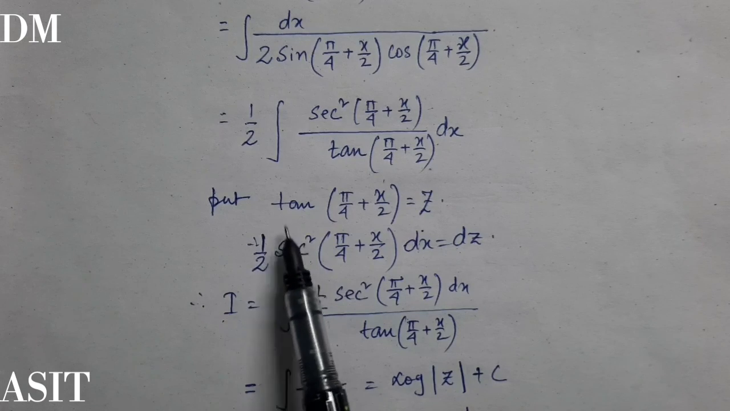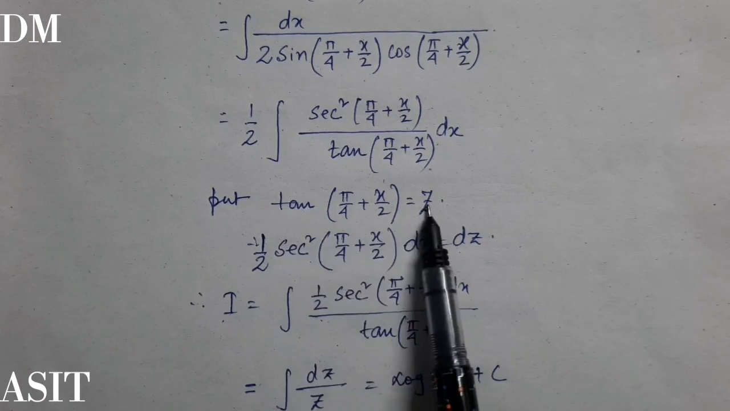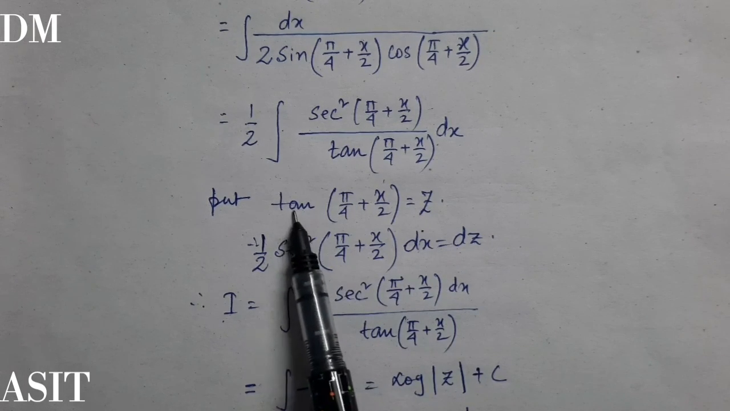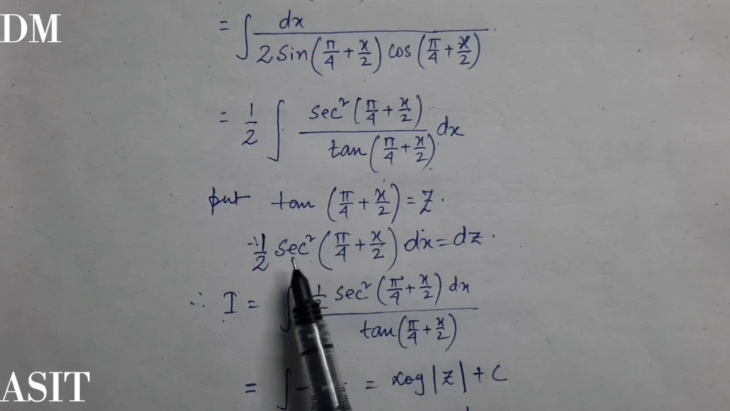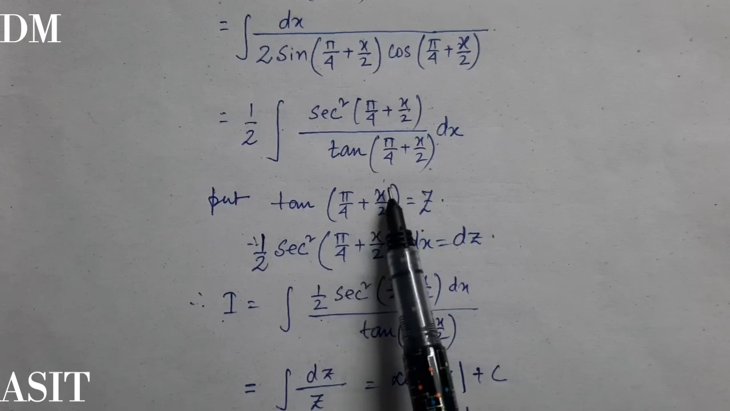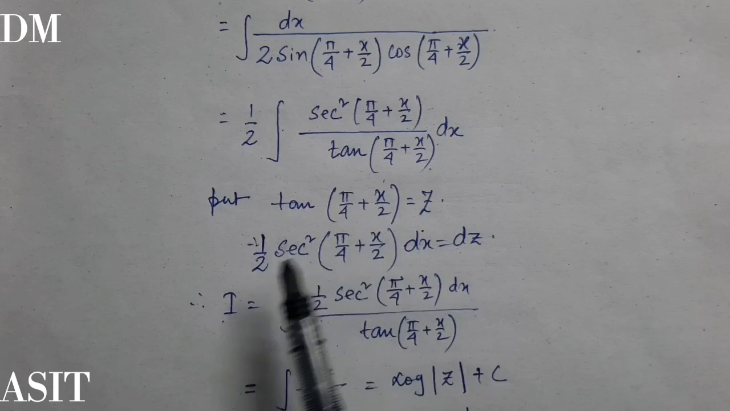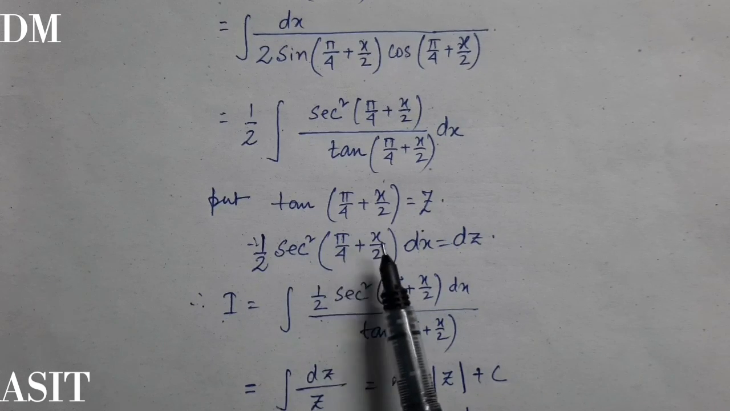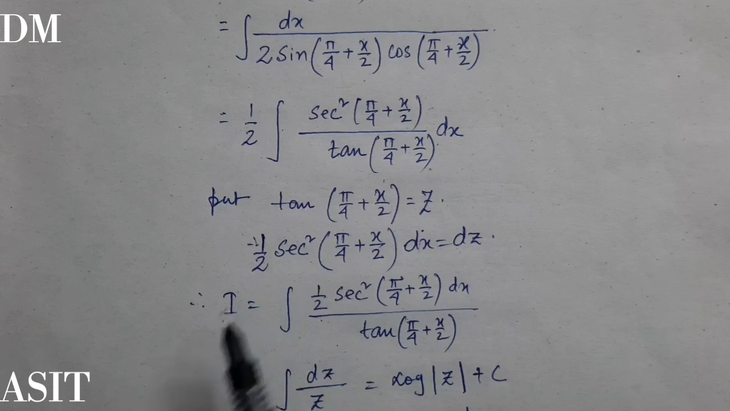Now we can put tan pi by 4 plus x by 2 as z. If I do so, then the differentiation of this will be, first of all, tan's differentiation is secant square. So whatever is written here I will write this: secant square pi by 4 plus x by 2, into differentiation of pi by 4 plus x by 2. Now differentiation of pi by 4 plus x by 2 will be 1 by 2. So we get half secant square pi by 4 plus x by 2 into dx equals dz. I applied the chain rule here.